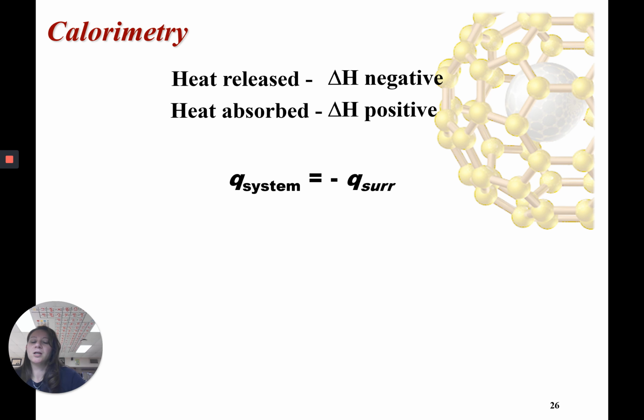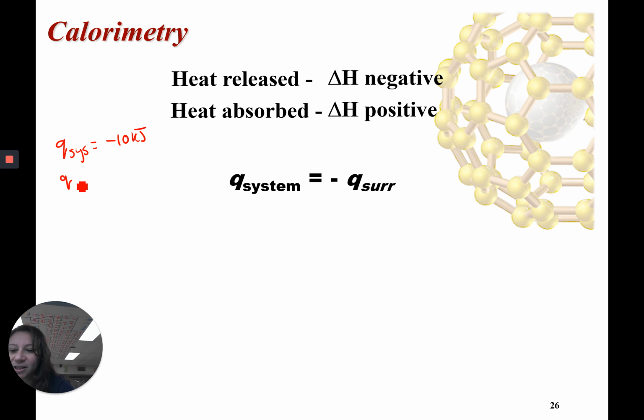What does that mean? So let's say my reaction is exothermic and it's releasing 10 kilojoules of energy. Well then, when it releases those 10 kilojoules, what takes in those 10 kilojoules? Well, the surroundings take them in. So for the surroundings, our Q is positive 10 kilojoules. So the system releases 10 kilojoules, the surroundings absorb those 10 kilojoules. That's if your system is exo.